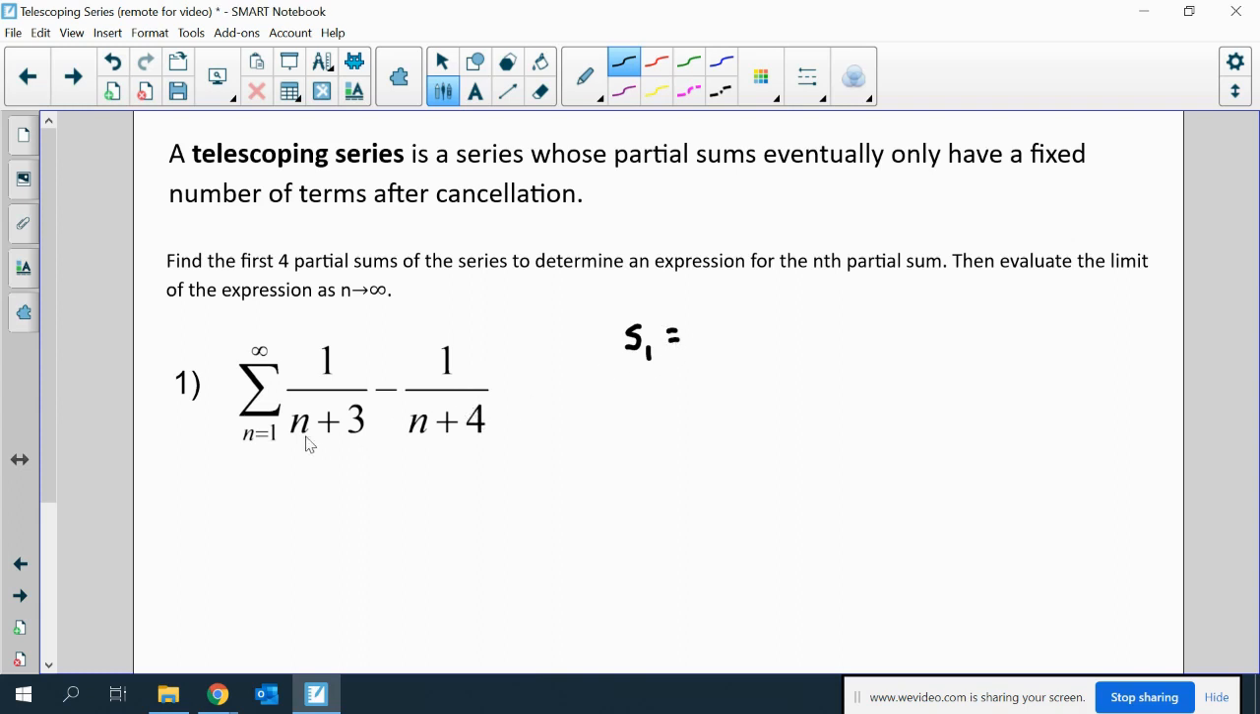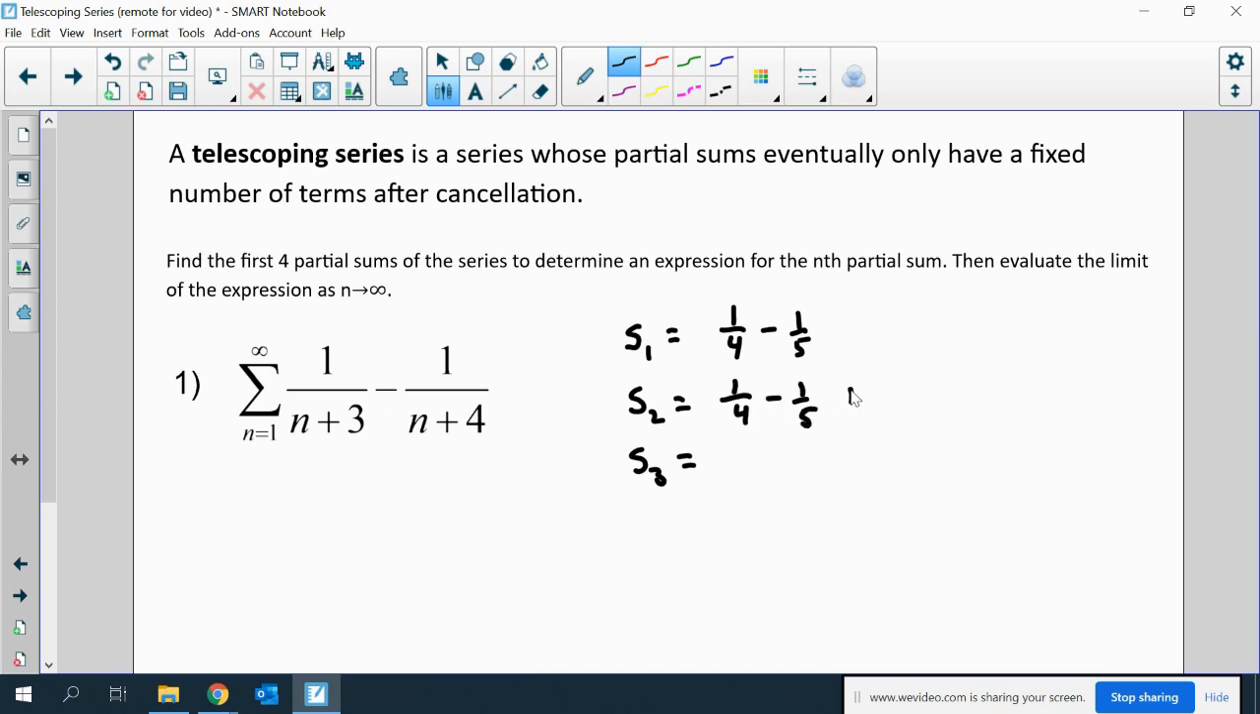Partial sums are just what happens if I only plug in the first term, or only plug in the first and the second term, or only plug in the first, second, and third numbers for n in this case. So if I'm looking at this, I would have n plus 3 and n plus 4. So this first one would be 1/4 minus 1/5. Then the second one, I still have to plug in n equals 1, so I have 1/4 minus 1/5.